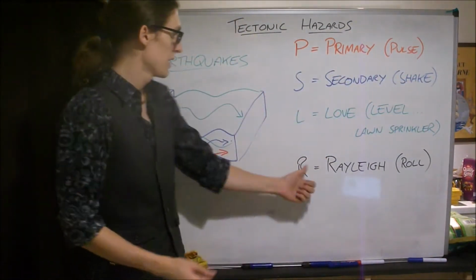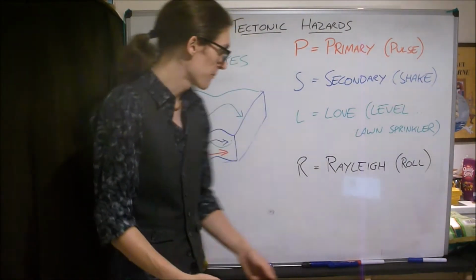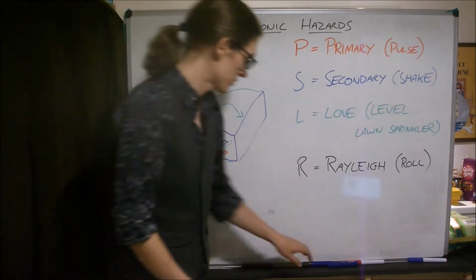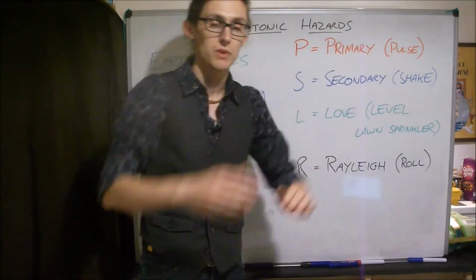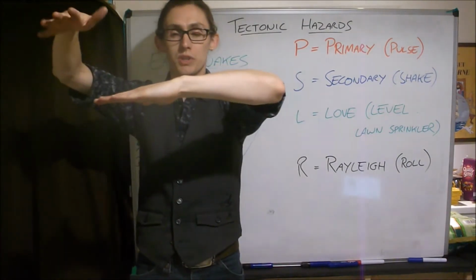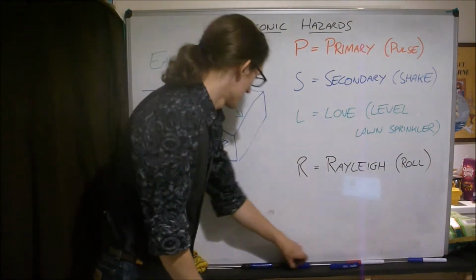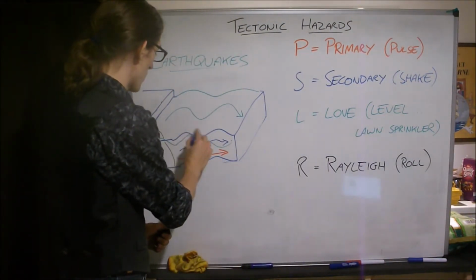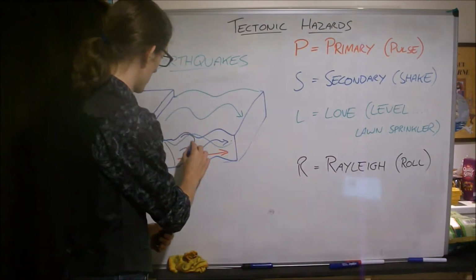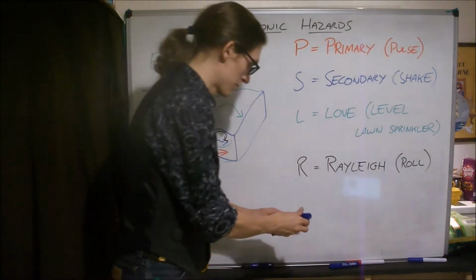So you've got this up and down from the S, this side to side from the L, then you get the Rayleigh wave, and that comes fourth. It's a bit like the S wave, except it's more like an ocean wave. It kind of rolls. The base stays still, but it just rolls through. So you've just got this rolling wave, making its way along.